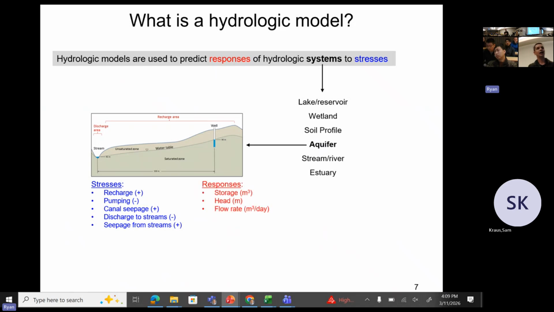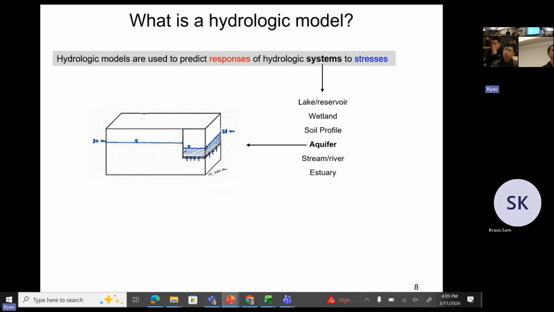The responses would be how much groundwater do we have in cubic meters? What is the head, or the water table above a given datum? And what would be the flow rate of that groundwater flowing through the aquifer? Again, a very simple hydrologic model: our new volume equals the old storage plus all the inflows minus all the outflows over a time step, for example, a day, a week, or a month.